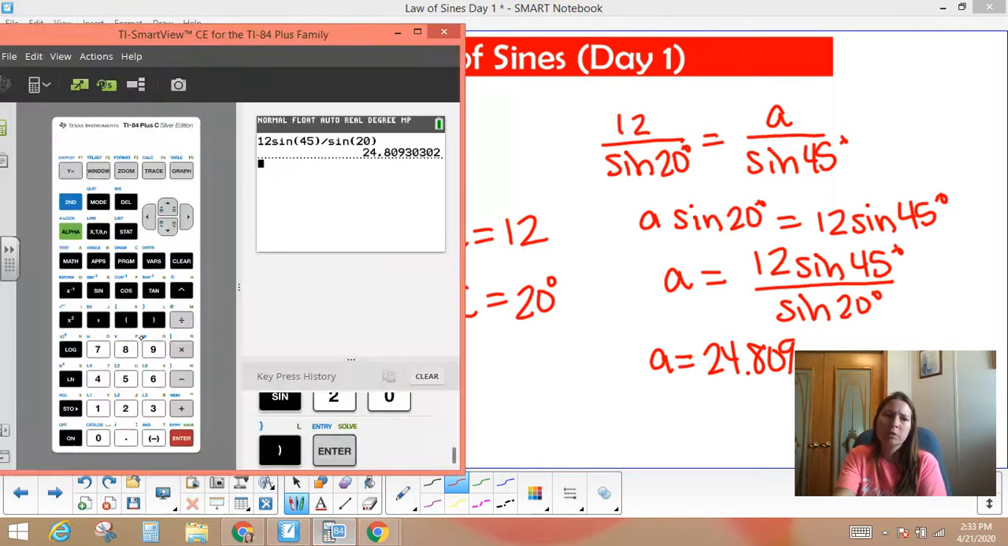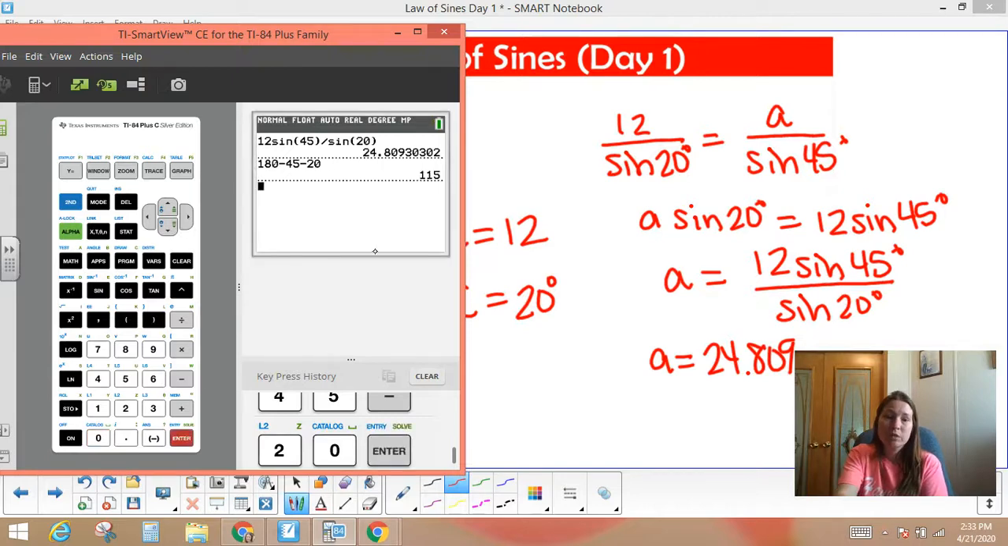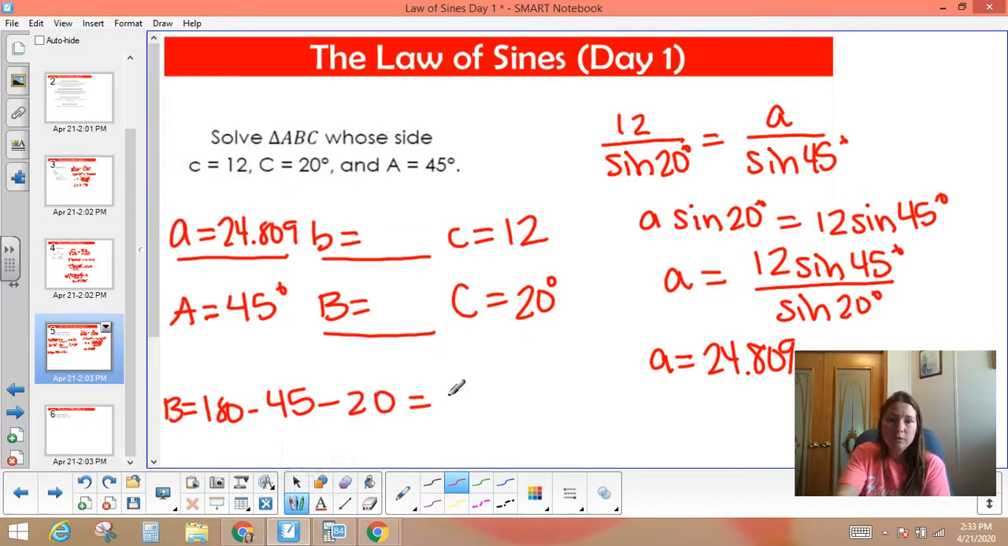Yeah, really. I'm going to grab a calculator because my brain is fried. Minus 45 minus 20. 115. See, I knew I was wrong. Okay.